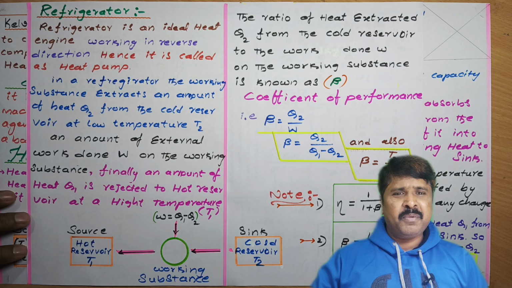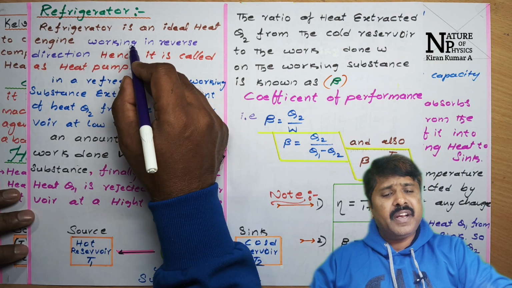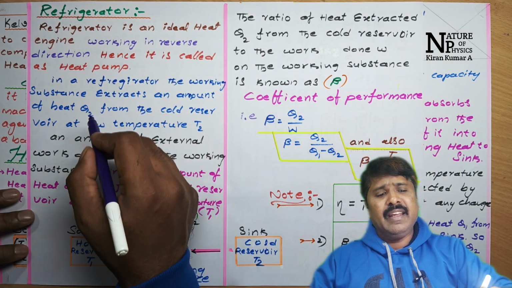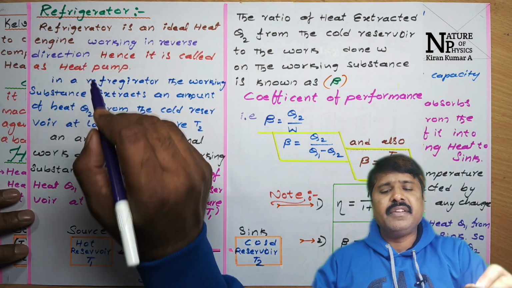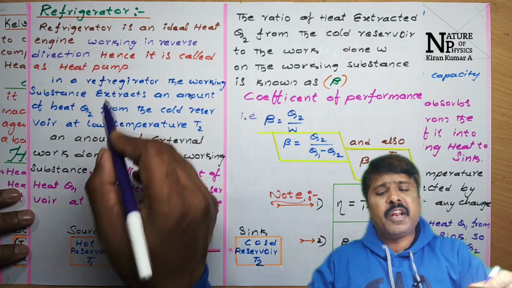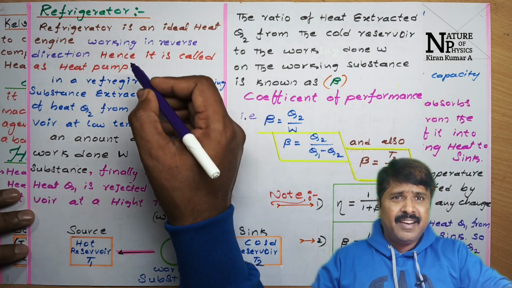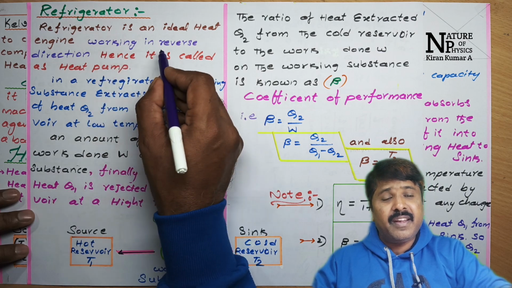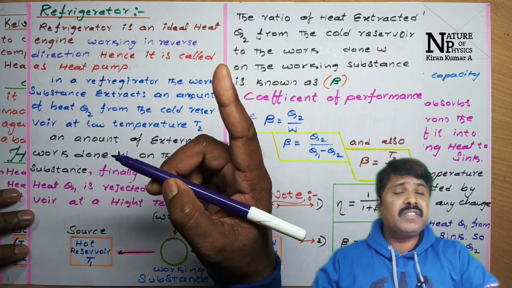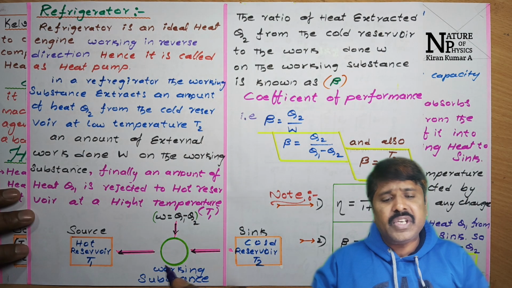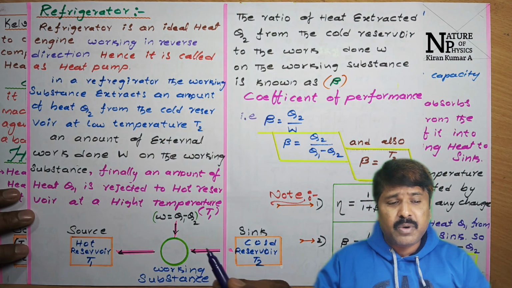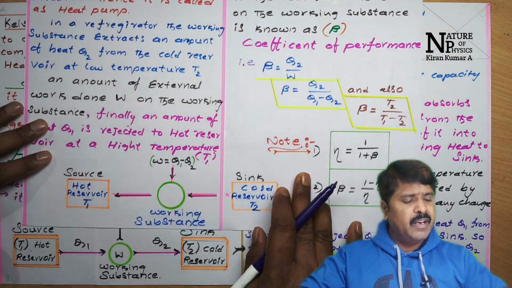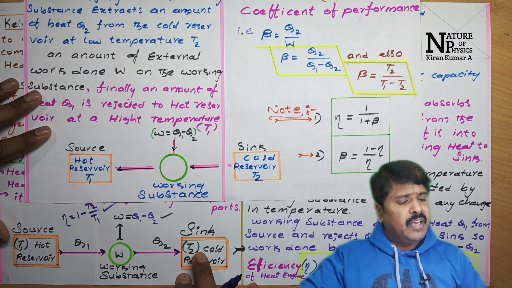Next I am discussing the refrigerator. Refrigerator is an ideal heat engine. What is a refrigerator, student? An ideal heat engine working in a reverse direction. Clearly written in different colors. Working in what direction? Reverse direction compared to the heat engine. Hence it is also called a heat pump. So clearly we can compare with this heat engine, student.